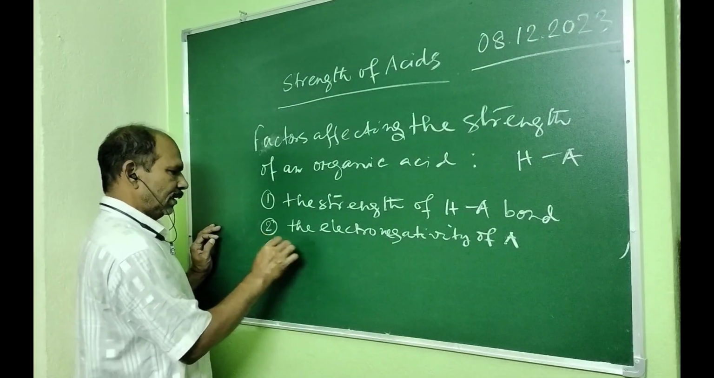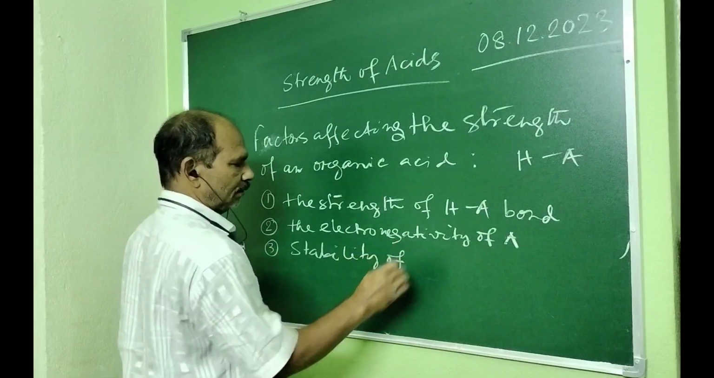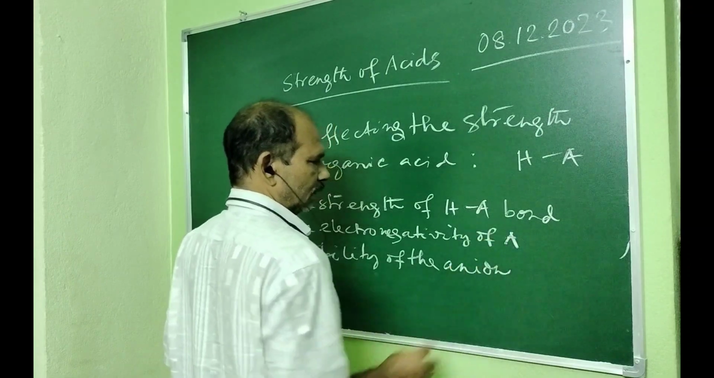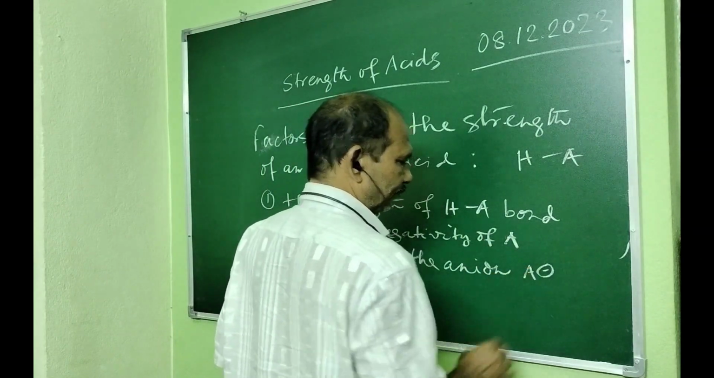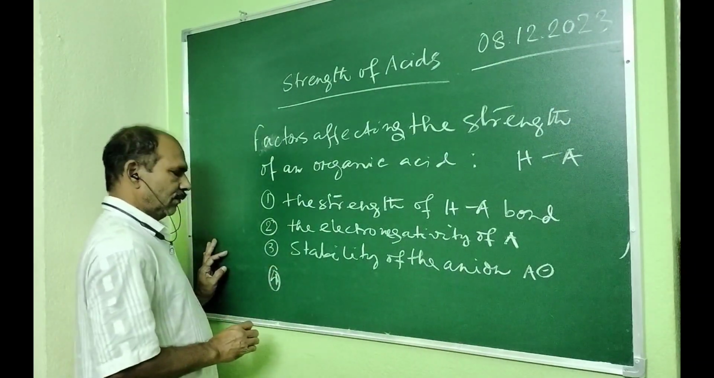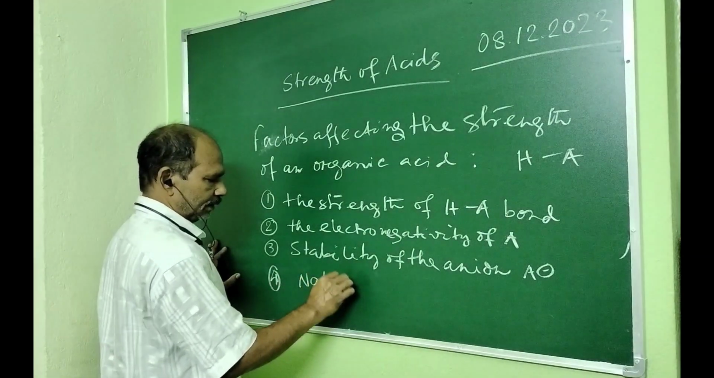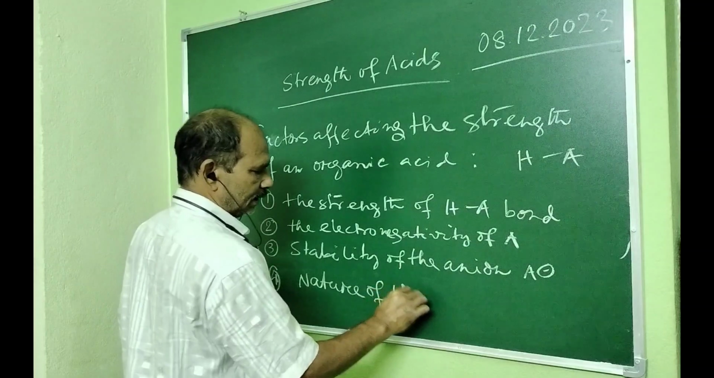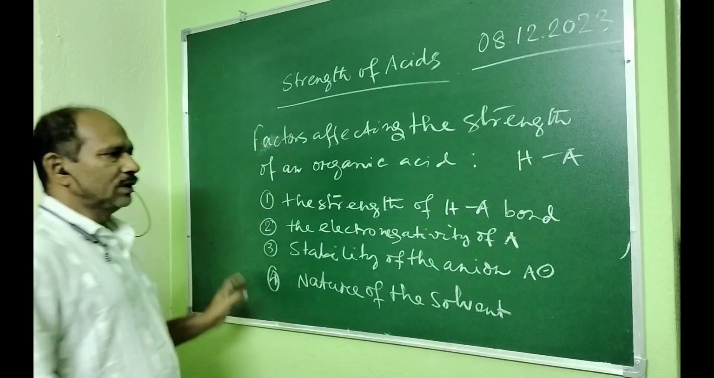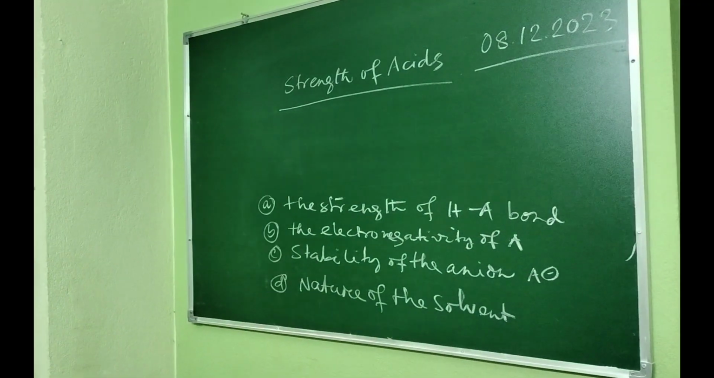Number three is the stability of the anion so produced, A minus. And the fourth factor is the solvent factor, the nature of the solvent. So these are the factors which affect the acidity of an organic acid.